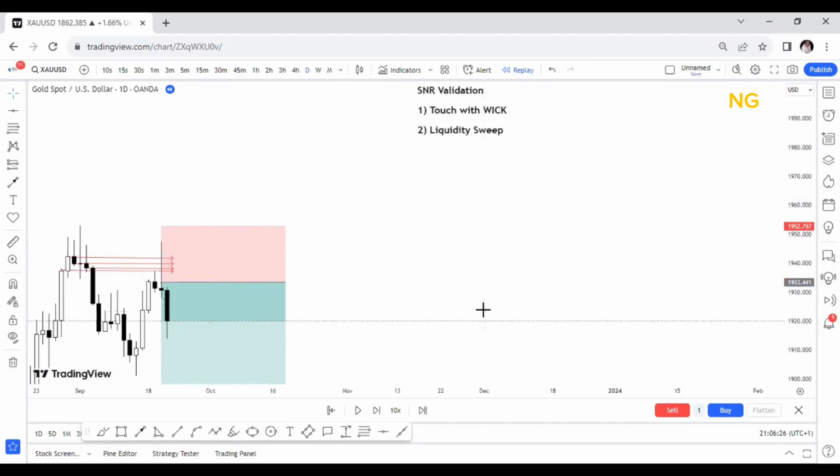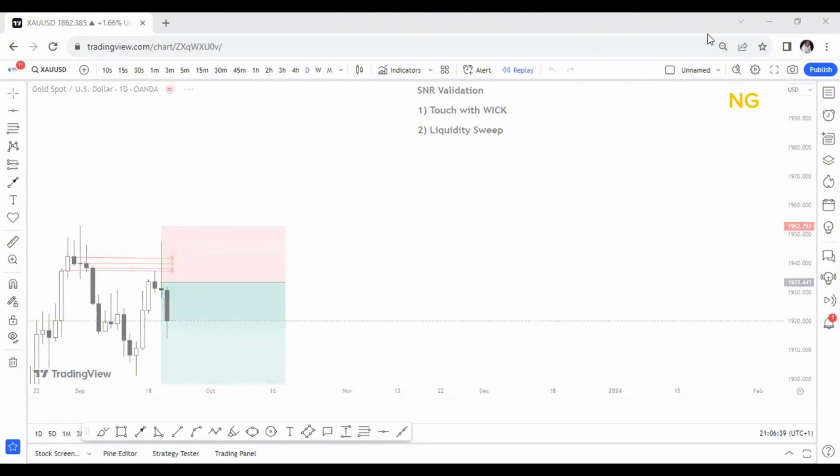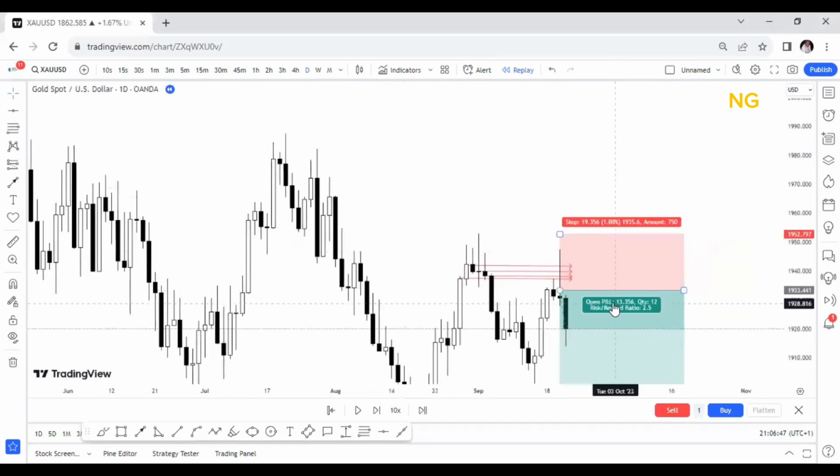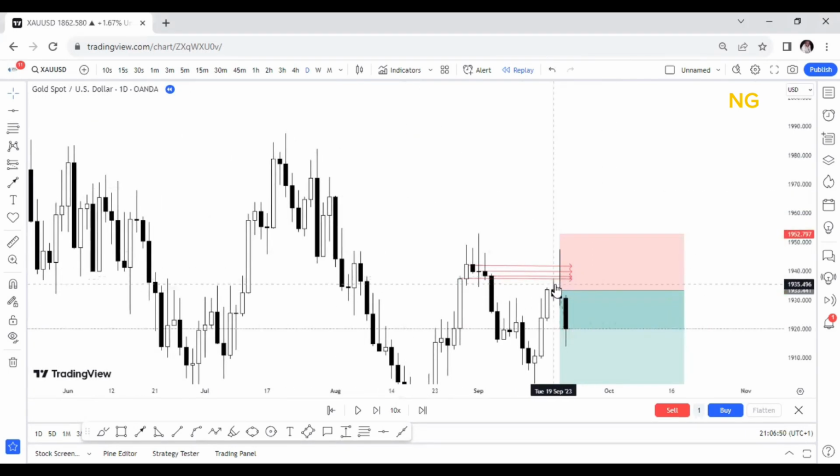So that is what we want to see at the level of SNR. We want to see price tap into it and get rejected. Once we see that, it confirms that SNR is a valid entry level. Like this one now. This touches with a wick. This one, then this one. It touches it with a wick, so it confirms that level can be traded.